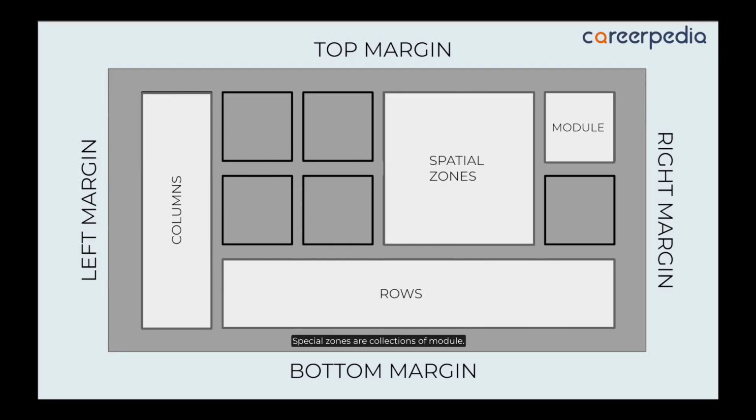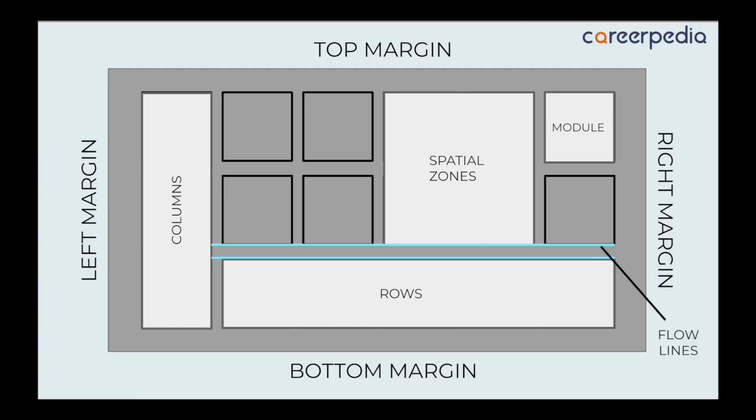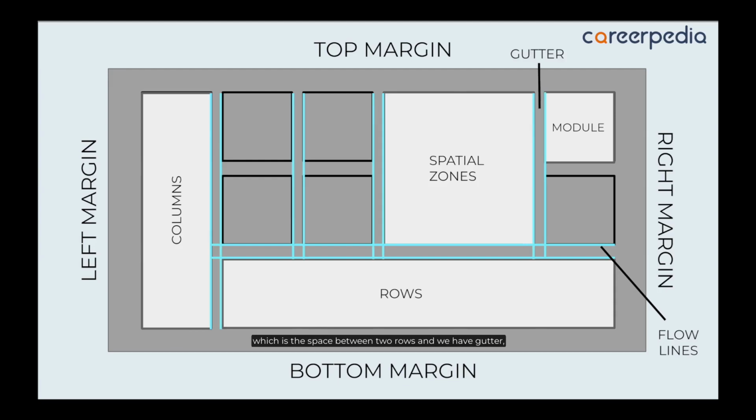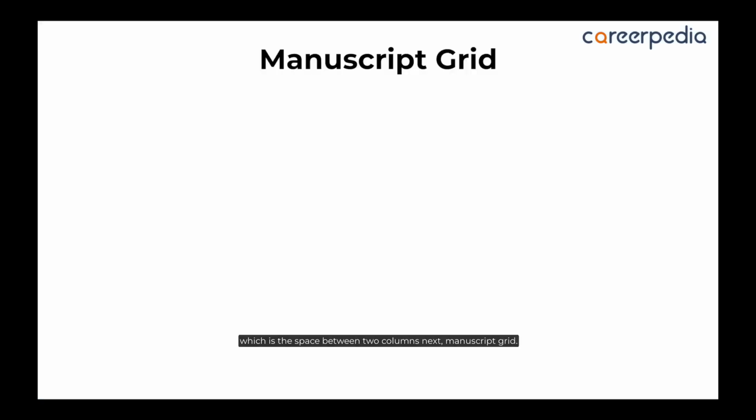Spatial zones are collections of modules that together define specific fields. Each field may be given a particular function for information display. Then we have flow lines, which is the space between two rows, and we have gutter, which is the space between two columns. Next, manuscript grid.